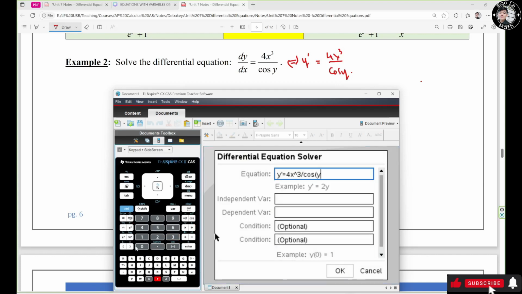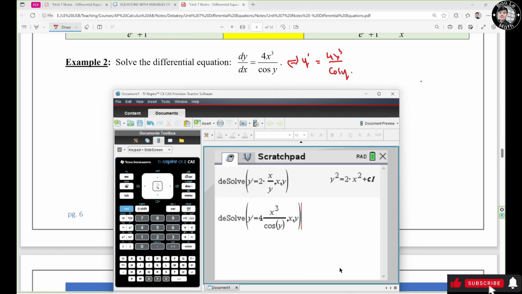Alright, close parenthesis. Now, independent variable should be s, dependent variable should be y. There is no initial condition, so you leave this one plain. Hit OK. Hit enter. The answer is right here.